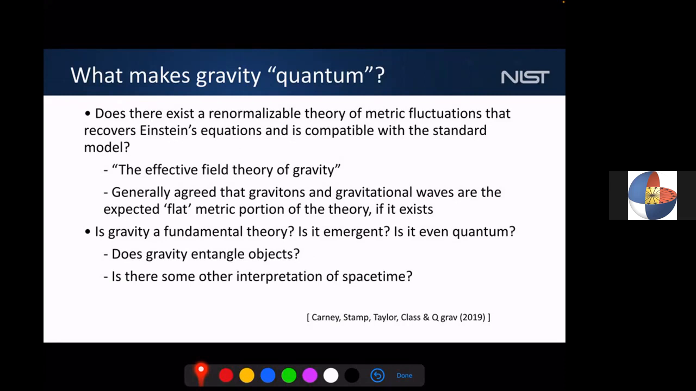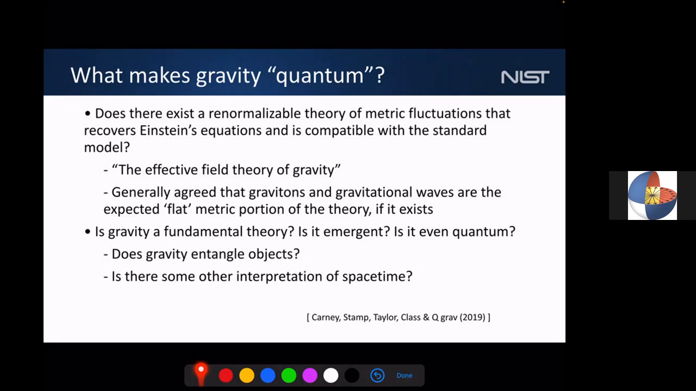But I think the fundamental point is that what we mean by quantum gravity is really: does there exist a renormalizable theory of metric fluctuations that recovers Einstein's equations in the appropriate limits and is compatible with the standard model? So you could say this is: does there exist an effective field theory of gravity? It's generally agreed, among many in the theoretical and experimental community, that both gravitons and gravitational waves are the expected flat metric portion of the theory and should be detectable. Obviously, we've seen gravitational waves through the LIGO experiment, but gravitons have been much trickier.